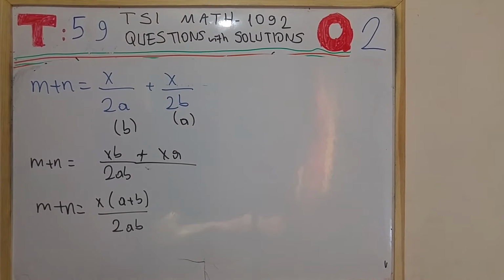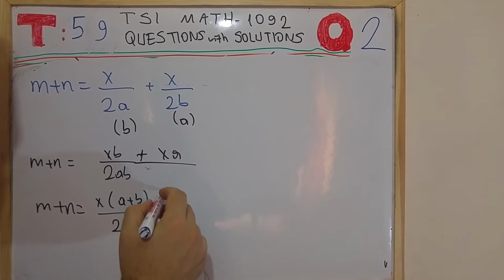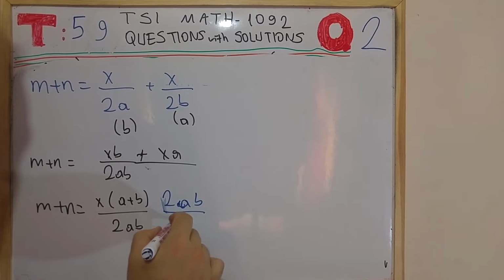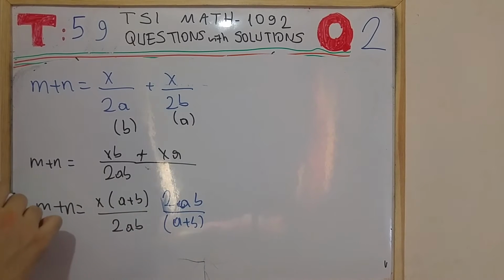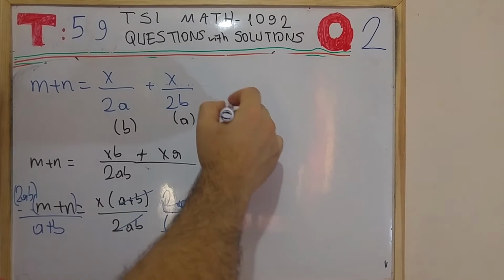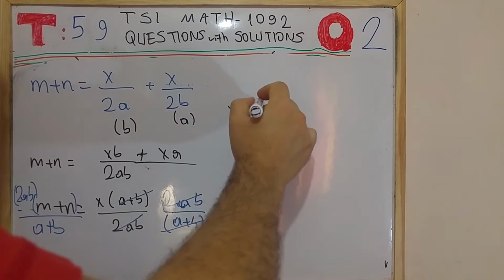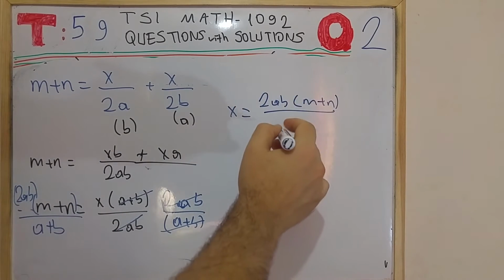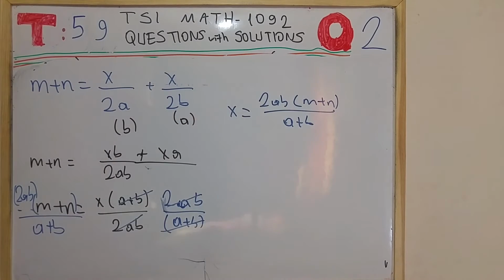Now let's multiply each side by 2ab over (a plus b), so x will be left alone, times 2ab over (a plus b). Same way here, 2ab over (a plus b). These are gone, these are gone. What I have here is now x, which is equal to 2ab times (m plus n) over (a plus b).